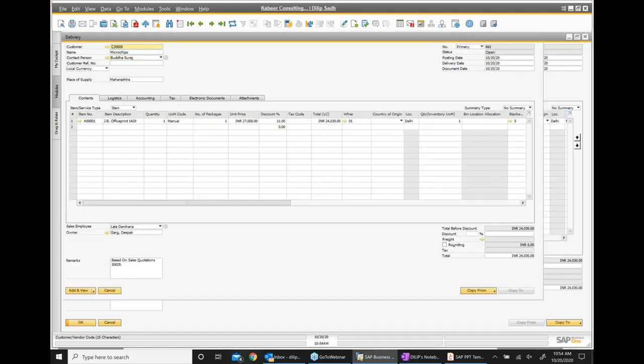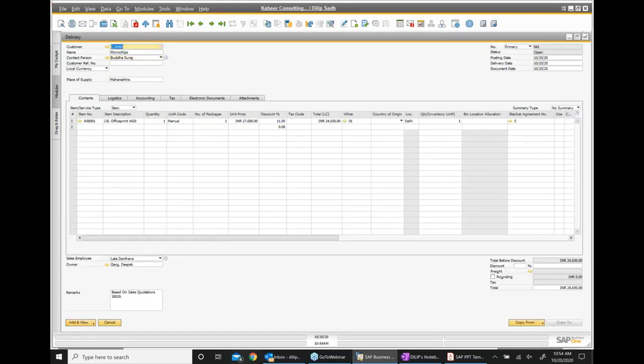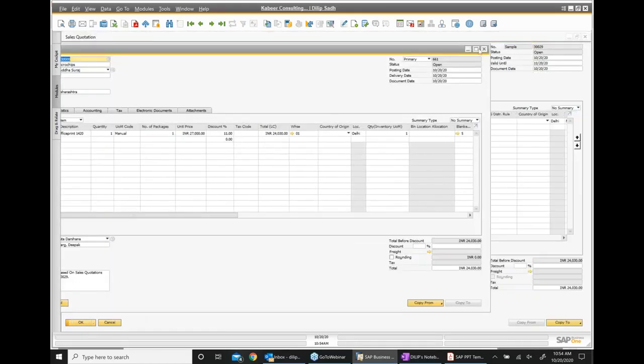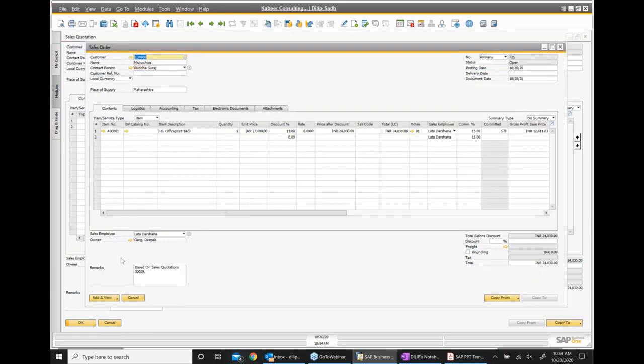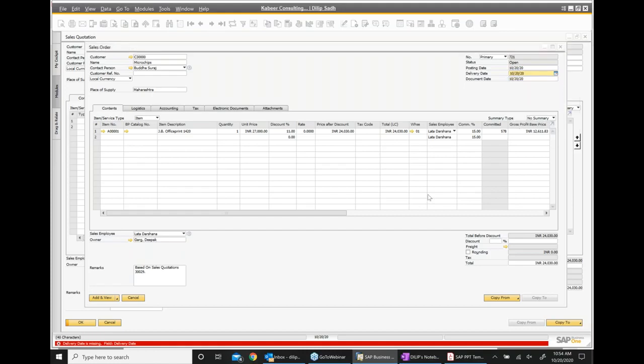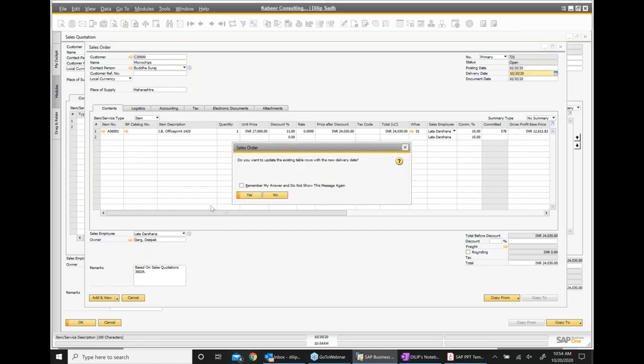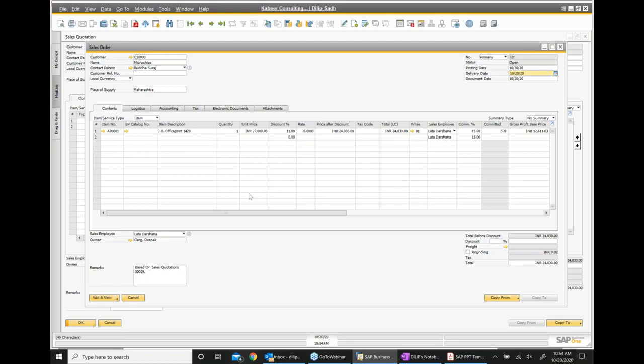This is a delivery document. Oh, did we create a sales order? No. Sales quotation. Let's create a sales order first. We'll create a sales order first. This is a sales order. Enter the delivery date, and then we add, and then we sell. Okay.